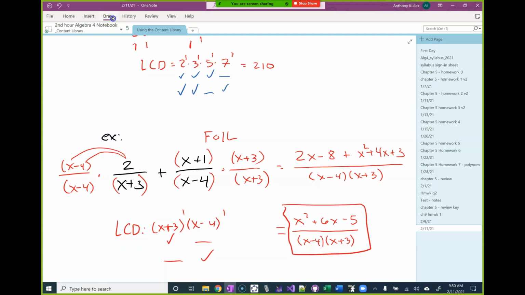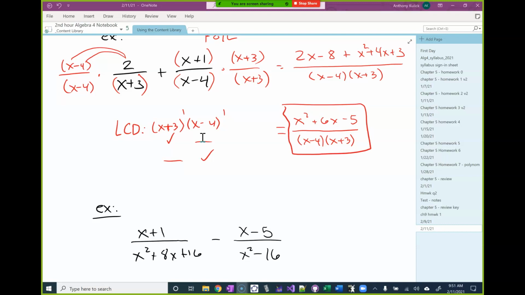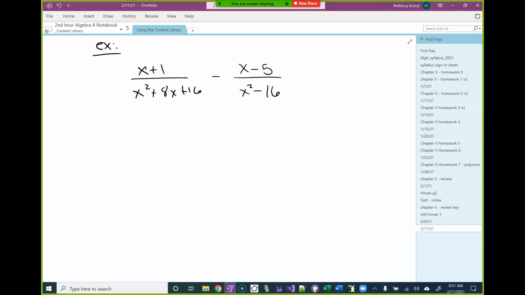Okay. So here's our problem. What do I want to start with? Factor the denominators, right? So how does x squared plus 8x plus 16 factor? What does that factor to? You guys should be able to tell me this without too much trouble. It's already taking too long if you're trying. Try harder.